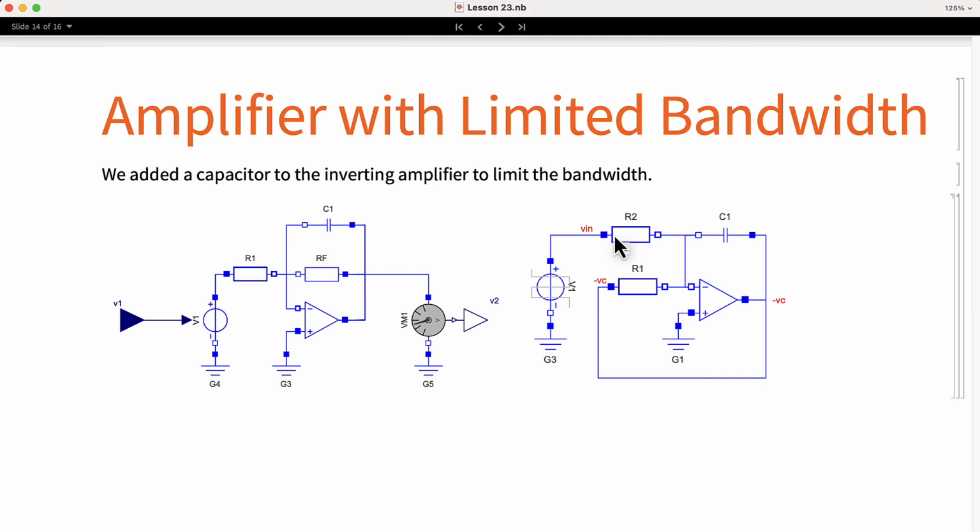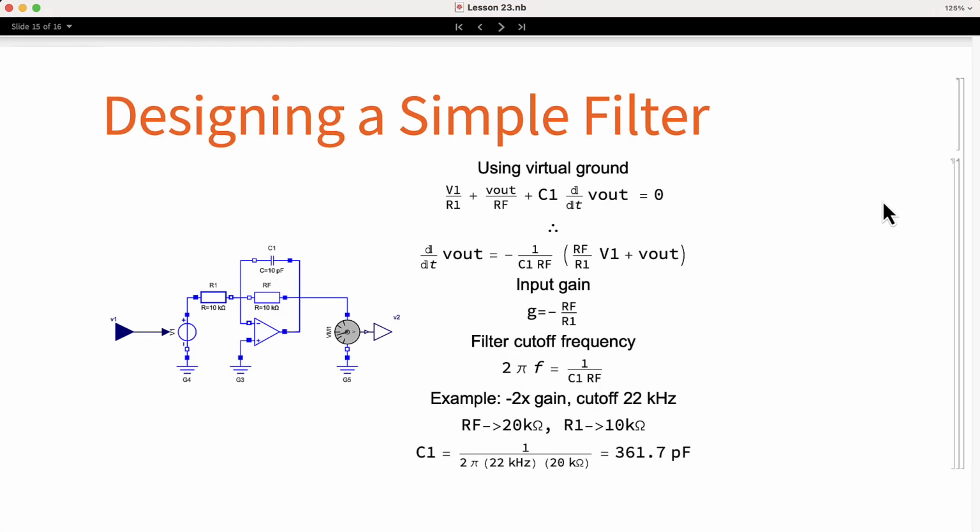Let's obtain the actual equations of this circuit. To analyze it, we use the virtual ground concept. The procedure is very similar to the integrator. We have a current flowing through the resistor R1, which is V1 over R1. We have a current flowing through the resistor RF, which is Vout over RF. Then we have the current of the capacitor, which is the derivative of the voltage Vout times C1.